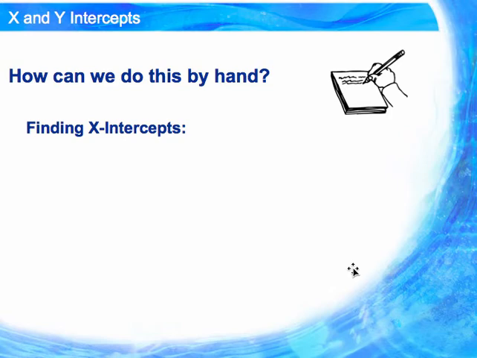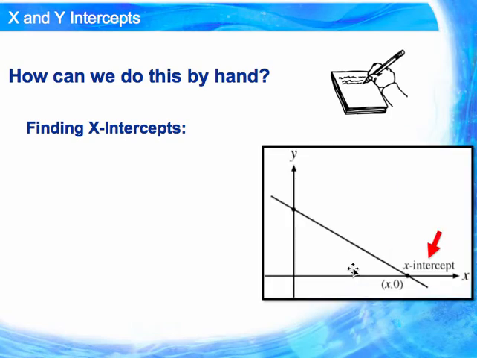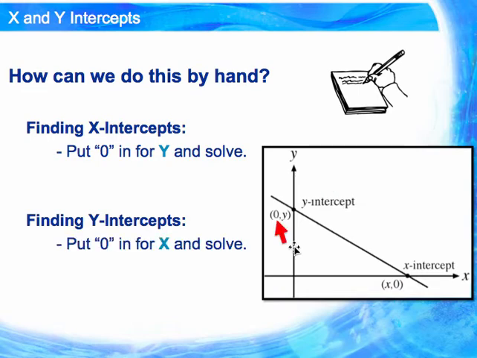So let's look at what x-intercepts look like again. If you want to find an x-intercept, you have to put 0 in for y. So whatever the equation has in it, you're going to put 0 in for y and solve for x. That'll tell you the x value of the x-intercept. If you want to find the y-intercept, you put 0 in for x and solve for y, and you'll have the y-intercept. So let's try this strategy out on a linear equation.